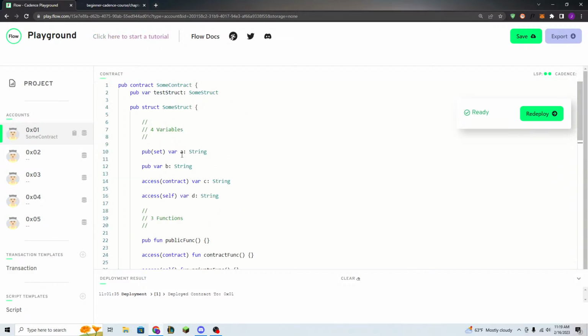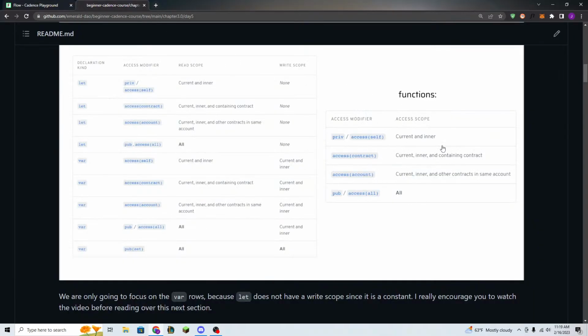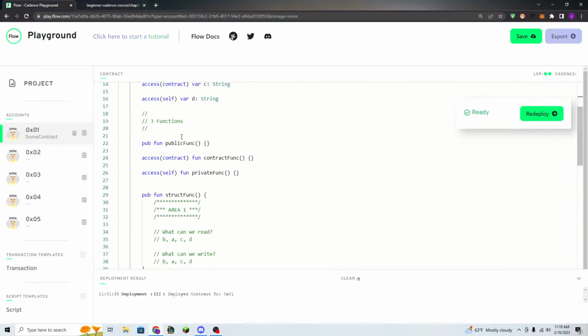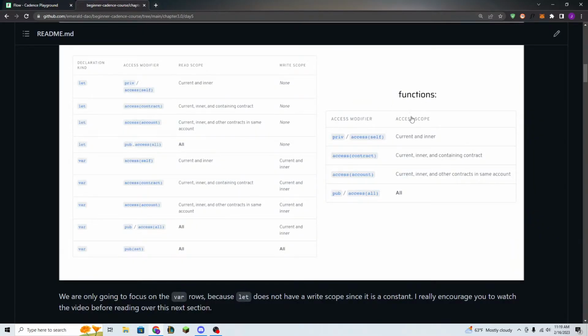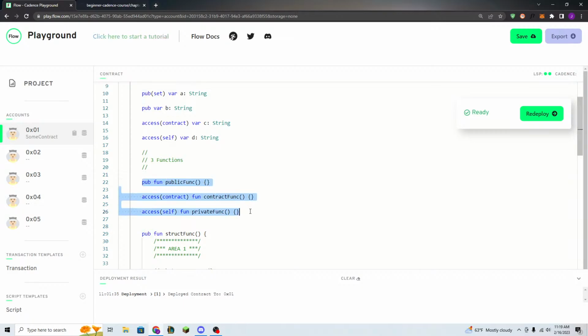So now let's talk about functions. Functions are pretty similar, but they're for functions now. Instead of talking about where we can read and write them, we're going to be talking about where we can call them, right? That's what's important for functions. So let's look at these three functions right here.